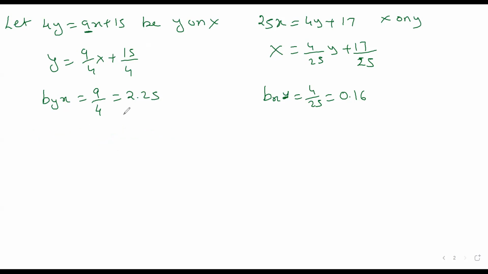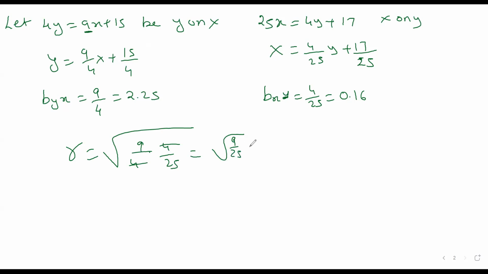Now I have got byx, bxy. Now let us test them. See, both are having the same sign, both are positive. One is greater than 1, the other is less than 1. Yes. So now let us find out r. R is 9 by 4 into 4 by 25, so that will be under root 9 by 25, or 3 by 5. 3 by 5 is 0.6. So my bar x is 2, bar y is 8.25 and r is 0.6. This is my answer.